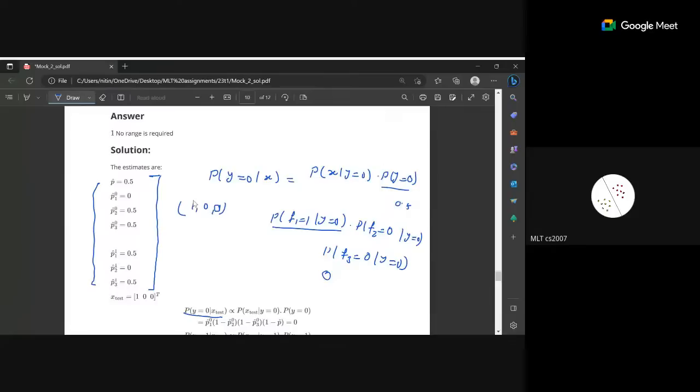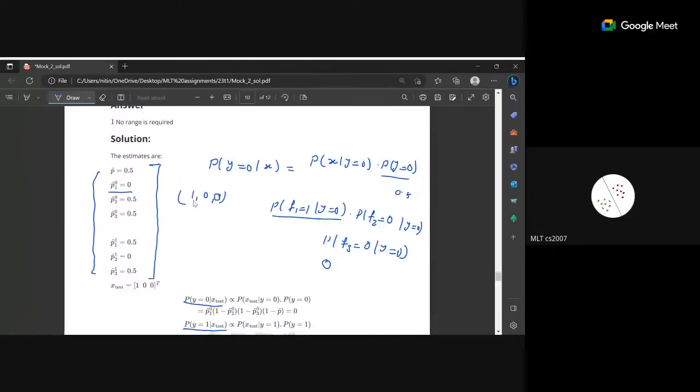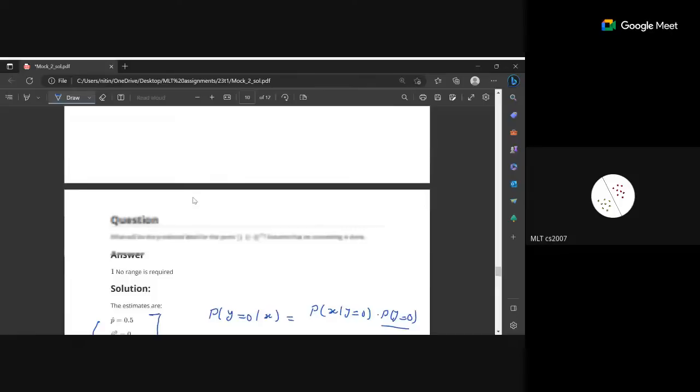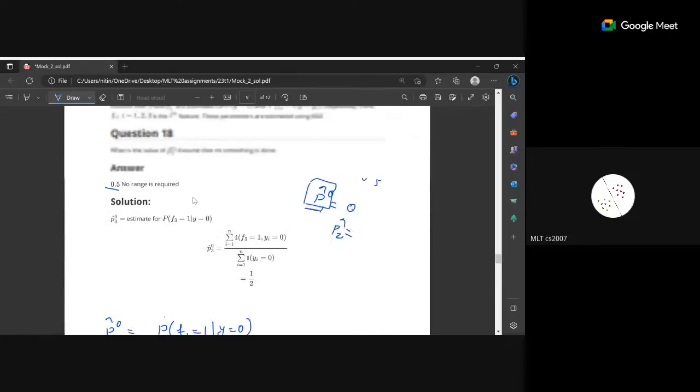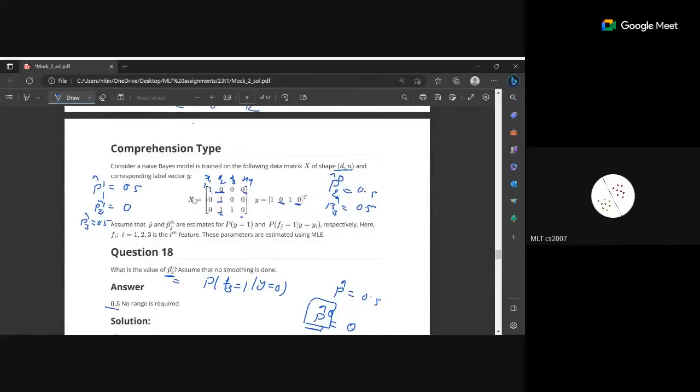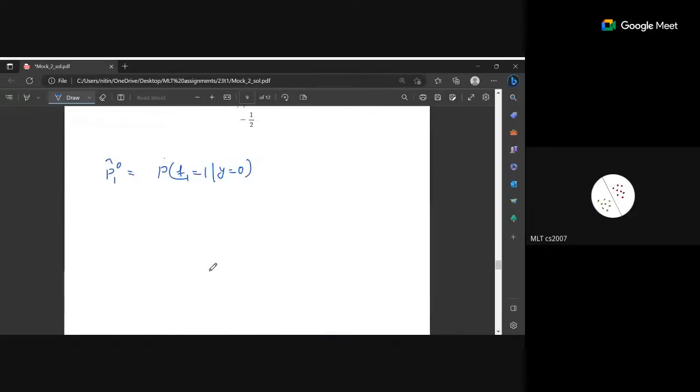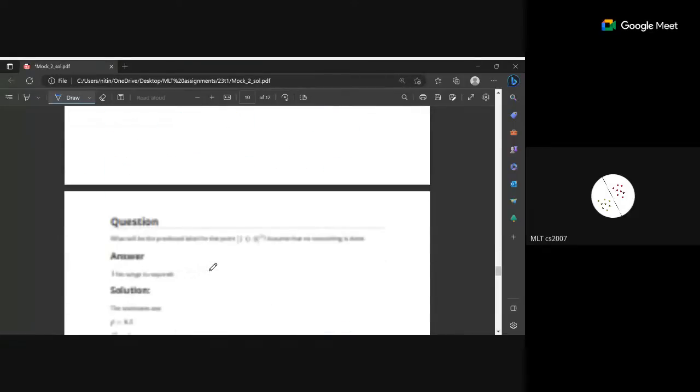So remember, these probabilities are going to zero, and because of this the probability is going to zero, right? That should not happen. It is going to zero because the first feature is not taking value 1 in our training examples, for these two data points. So smoothing is required in this particular example, but it's mentioned in the question itself that we shouldn't do smoothing. So you need not worry about the smoothing part here.